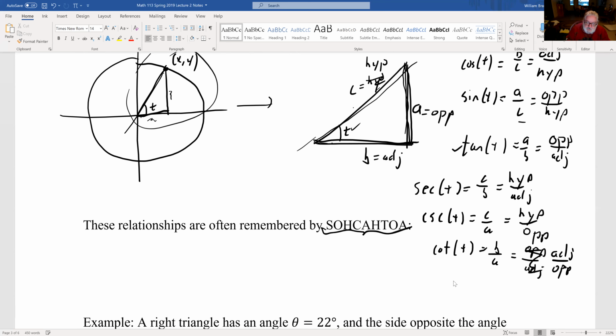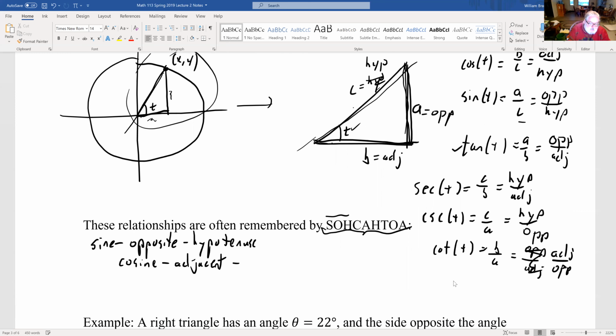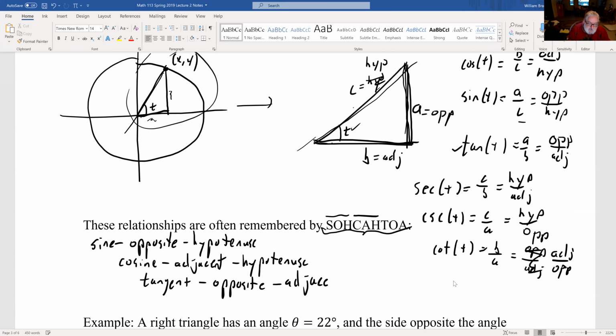So a way to remember that is SOHCAHTOA. Sine, opposite over hypotenuse. That's the SO. Cosine, adjacent over hypotenuse. That's the CA. And the TOA is tangent, opposite over adjacent. So that's one way to remember the relationships there.